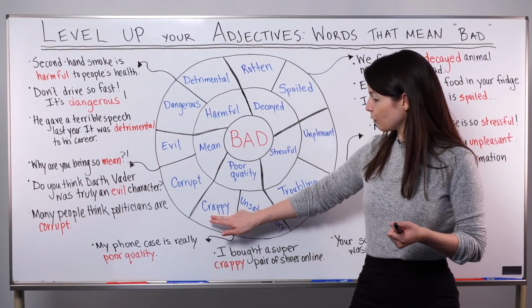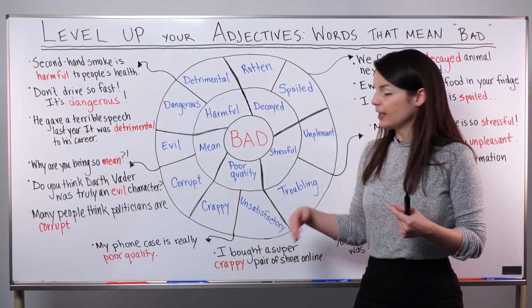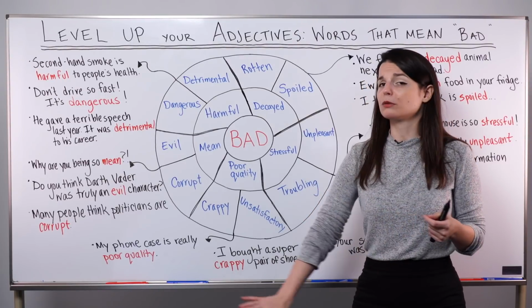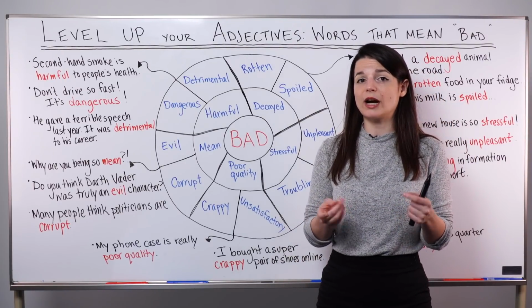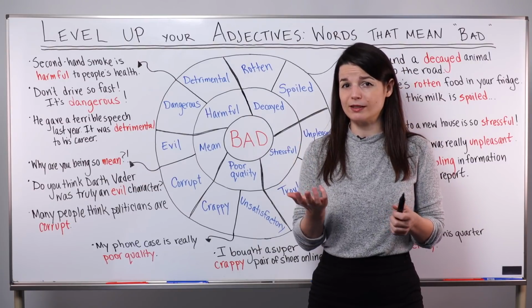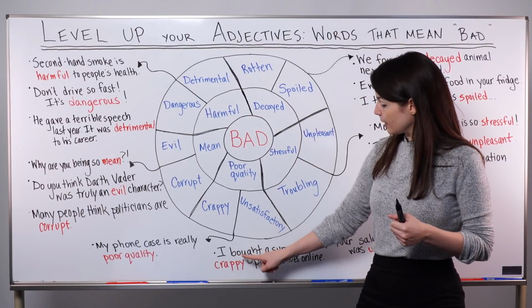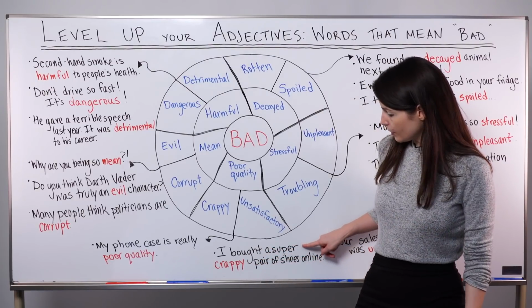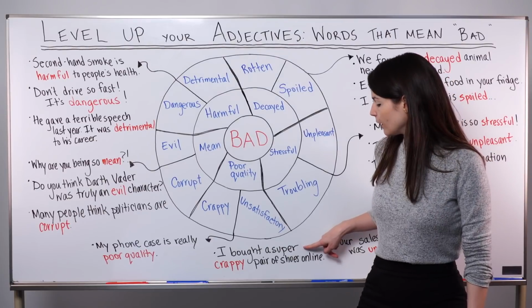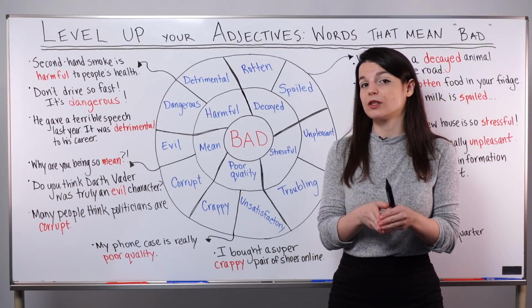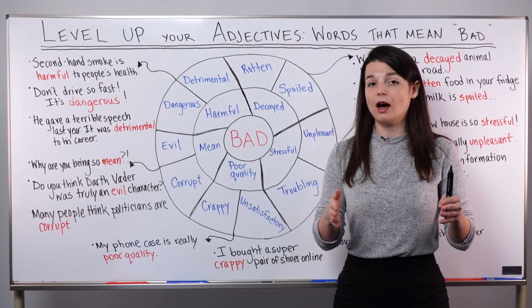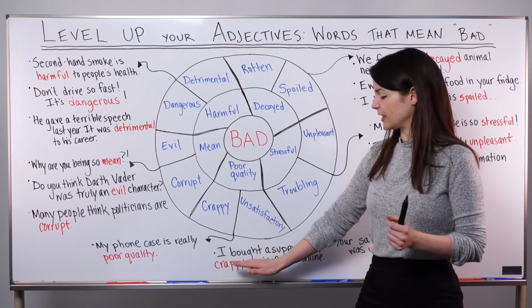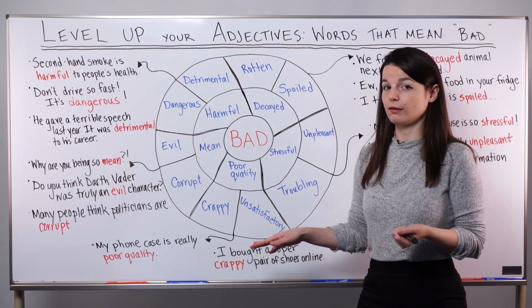Let's move on then to crappy. So crappy, as I said, has a very casual meaning about it. So something that's crappy sounds really, really low. We can also use it to describe our feelings, like I feel really crappy today. Here, in my example sentence, I bought a super crappy pair of shoes online. So here I've also used the modifier super. So super also indicates it's a very casual situation. So we use this word mostly among close friends, and we don't use it in polite situations. So crappy means extremely poor quality, very low quality.